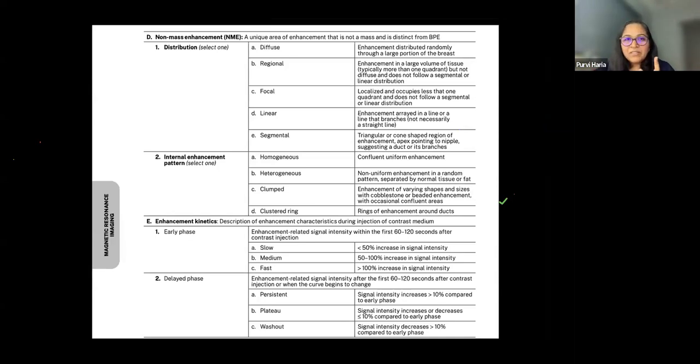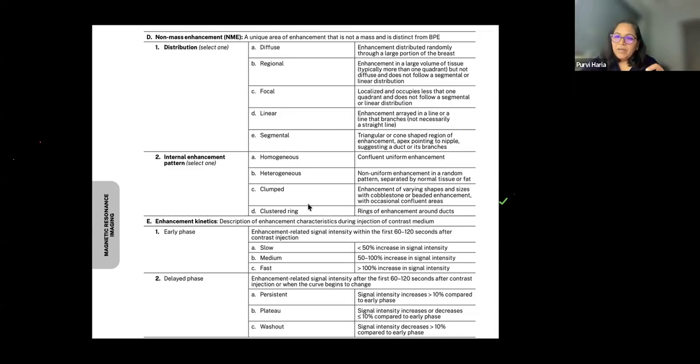And then after that, let's move on to non-mass enhancement. What is non-mass enhancement? Where we don't see a unique mass, or something three-dimensional which has its own shape, we don't see that on T1, T2 and STIR sequences, and we just see that enhancement on post contrast images, then it is non-mass enhancement. Now this non-mass enhancement is to be described with two lexicons: one is the distribution, and one is the enhancement characteristic.